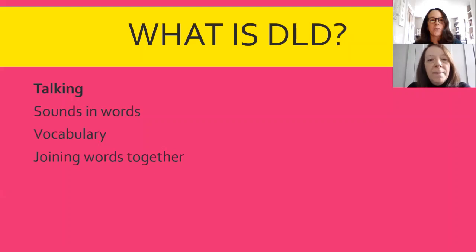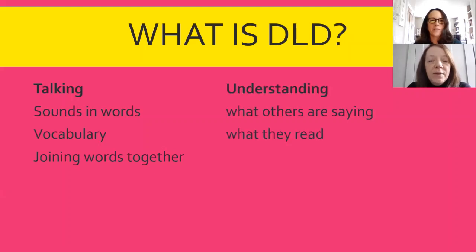So, what do we mean by DLD? DLD is when a child or young person has difficulties with talking and understanding. So when they're talking, maybe they have difficulties using all the sounds in words or saying the sounds in the right places in a word. They may have a smaller vocabulary, so they know fewer words than other children of their age would. Or maybe they find it hard to think of the word that they want to say.